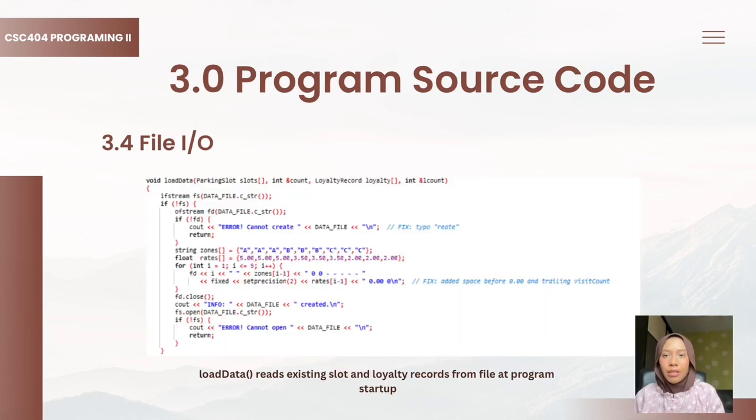This function takes in the array of parking slots, a reference to the slot count, the loyalty records array, and a reference to the loyalty count. The first thing it does is try to open the data file using an ifstream. If the file doesn't exist yet, meaning this is the first time the program is running, it creates a new one using ofstream. Inside that block, we set up 2 arrays, one for the zones, which is A, B, and C, and one for the hourly rates tied to each zone.